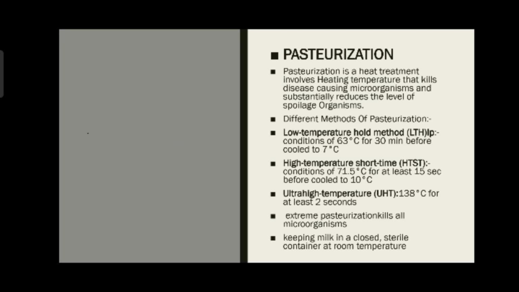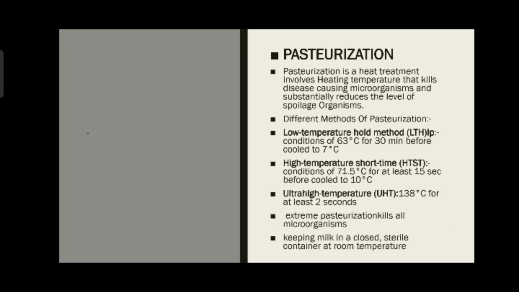Pasteurization is of mainly three types. They are the low temperature hold method, the high temperature short time method and the ultra high temperature method. First one, high temperature short time pasteurization. In this method, it exposes the milk to a temperature of 72 degrees Celsius for 15 seconds, which lowers the bacterial numbers while preserving the quality of milk.